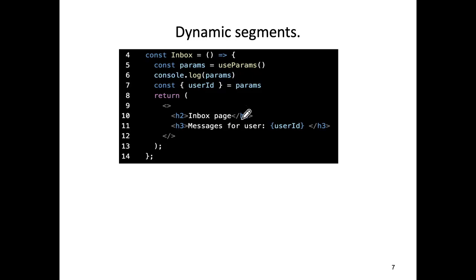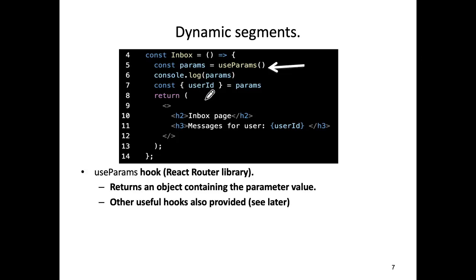Now, what I'm doing with the user ID is I'm just displaying it on the screen. But typically, you might have a useEffect hook here, which uses the user ID to make an API call to a backend service to get, let's say, the user's set of messages and then display those messages on the screen. So the useParams hook is just one of many hooks that are part of the React Router library, and we'll see some other hooks later on.